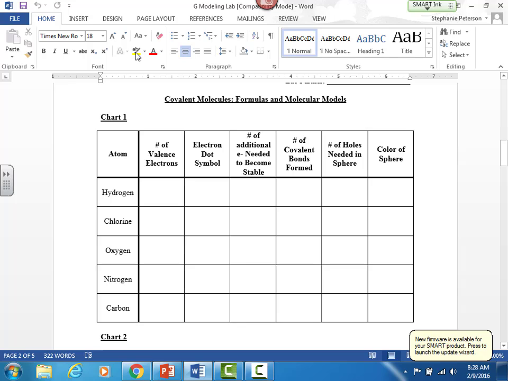How many valence electrons does hydrogen have? One. If we were going to draw its dot structure, how many dots would we need? One. How many more electrons does it want to pick up or share? One more. Which means how many bonds does it make? One. That means you need a sphere with how many holes? One. Those are yellow.